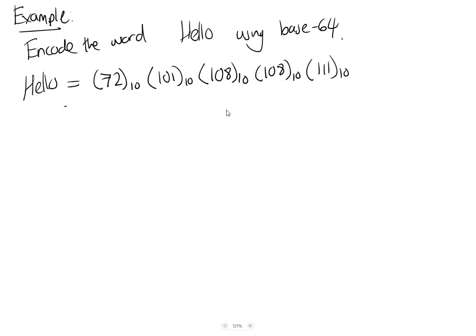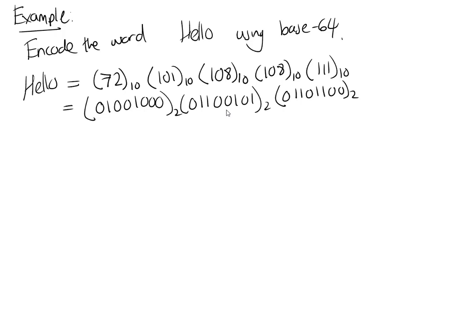So you look that up in the ASCII table, then you convert these numbers into binary. You can use PNP to do this. It becomes 01001000 in base 2, 01100101 in base 2, 01101100 in base 2, and that's repeated again, 01101100, and then finally 01101111 in base 2. So this is now the number in base 2.